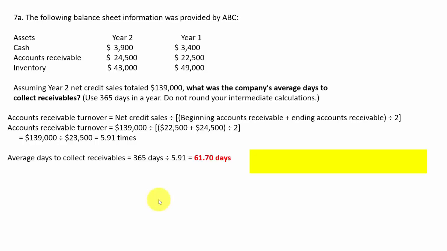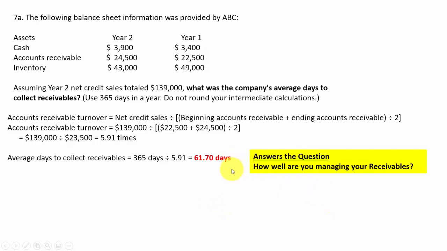That's step 1. And then to come up with the average days to collect accounts receivable, we would take 365 and we divide it by that accounts receivable turn. And that means the average amount of days to collect accounts receivable for this particular company is 61.7 days. Well, we don't know whether it's bad or good or not, but let's see if we can go a little farther and find out what kind of things to look for to see if it would be good or bad.